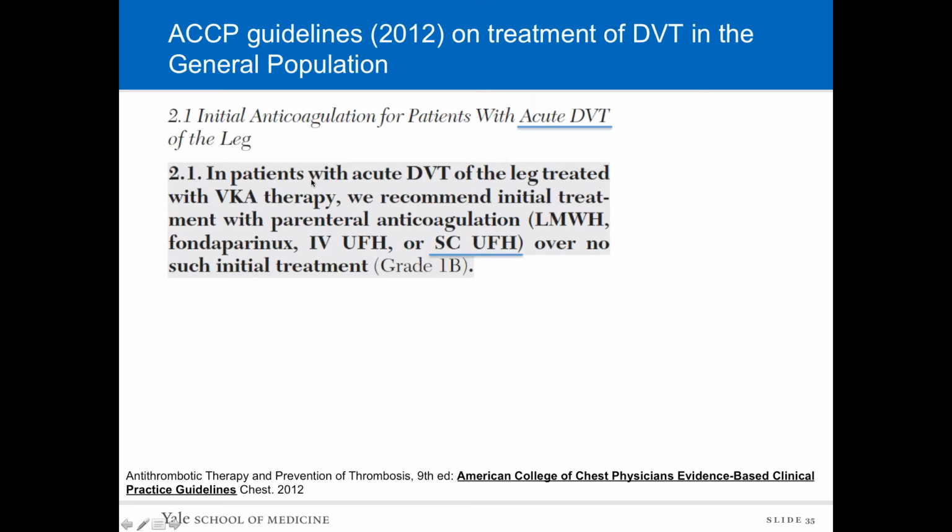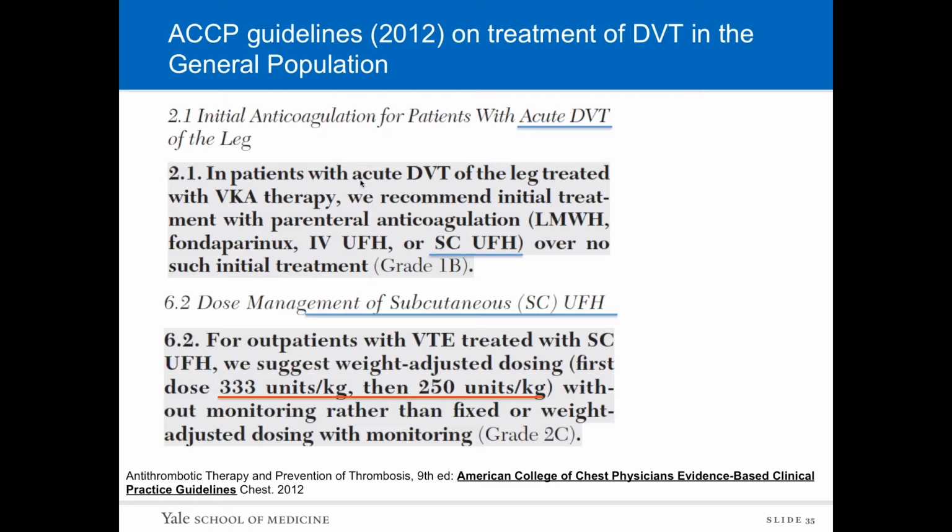The current guidelines from the ACCP from 2012 also include use of subcutaneous unfractionated heparin for treatment of acute DVT. The dose that they recommend is 333 units per kilogram as a loading dose, followed by 250 units per kilogram every 12 hours. And this can be used in the outpatient setting also. In fact, there is a high concentration heparin available in most pharmacies, which can be used for this purpose.